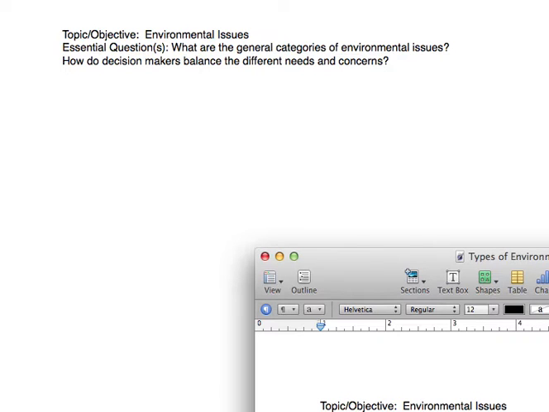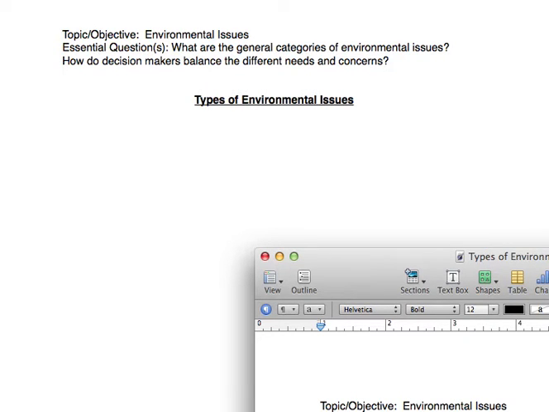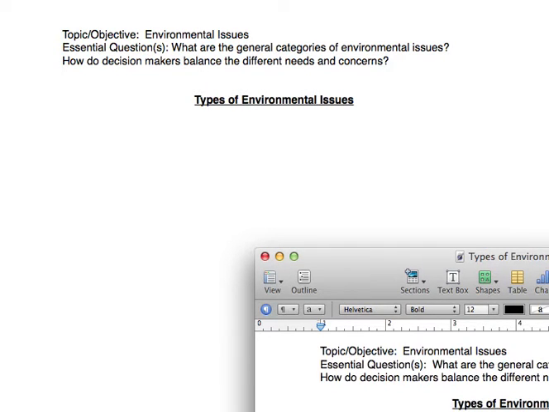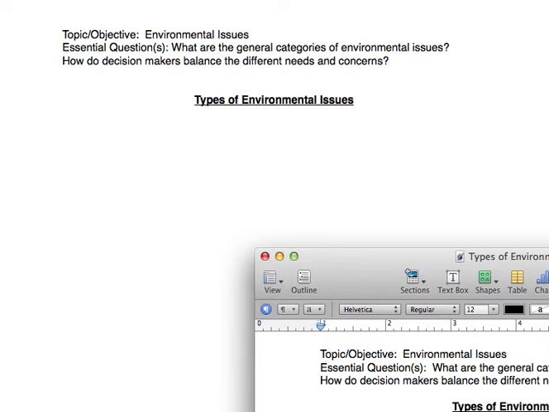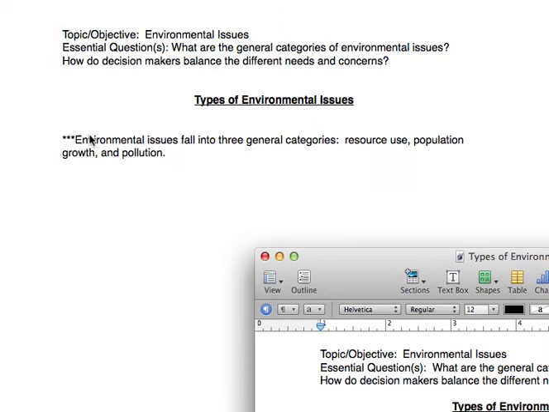Okay, now we're ready to get into our notes section, and I'm going to start with a heading for the first topic, and that is types of environmental issues. I'm going to center that on my page, and it's bolded and underlined so I know that it's important. Here we're going to note first, before we get into it, that environmental issues fall into three general categories: resource use, population growth, and pollution. I have that starred. That's important to know. Resource use, population growth, and pollution.